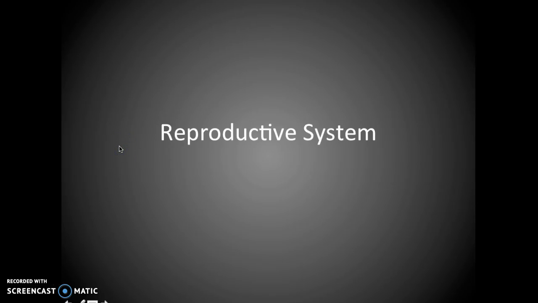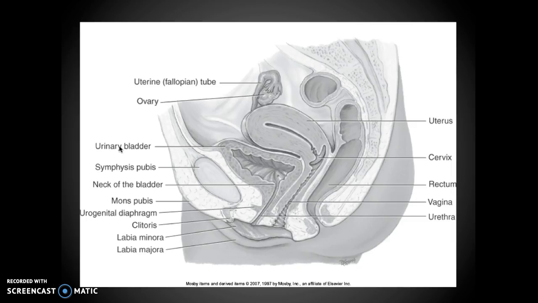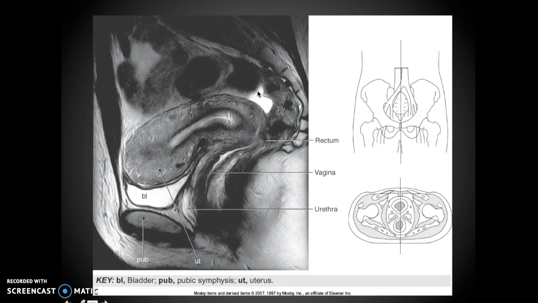Okay, so now we're going to talk about the reproductive system of the pelvis. So when we look at the female reproductive, that's what we're going to cover first. We have the uterus, the cervix is down here, actually kind of goes like this, the rectum, the vaginal canal, the urethra, the bladder, the pubis symphysis, and we have the ovaries with the fallopian tubes.